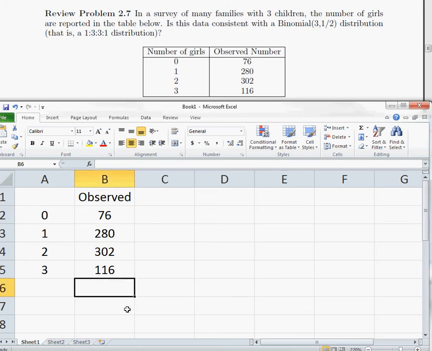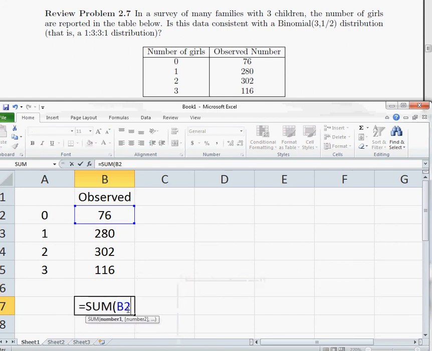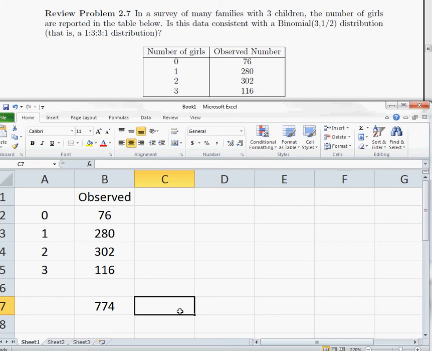All right, there are the observeds. Let's get the total number, so I'll need to add these up. And I will be using Excel for this computation. If you do not have Excel, you can use the spreadsheet on your calculator. If you don't have that, then these calculations can be done by hand. So we get 774. So that's the observed.